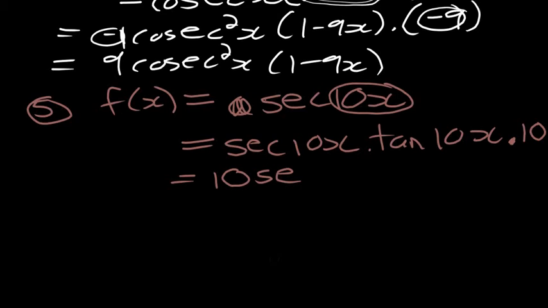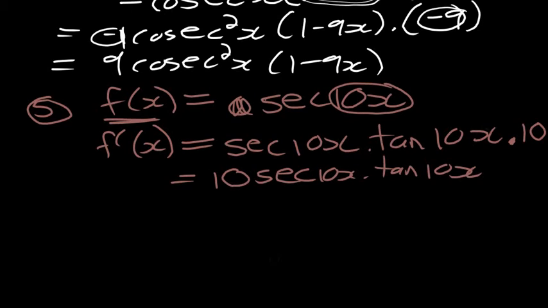Again, just check the notation. The f(x) was the function, so if we start working out the derivative, it becomes f'(x). The final answer is 10 sec 10x times tan 10x, and you'll see this in your table of derivatives. If you differentiate sec, it becomes sec tan.